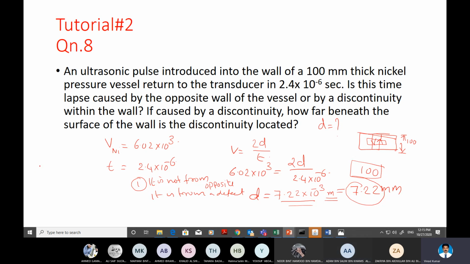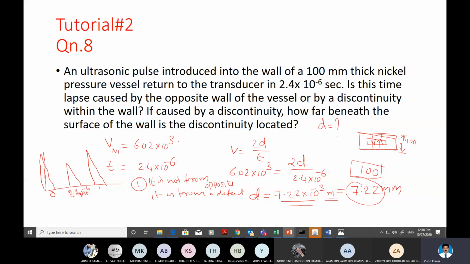So what you are getting here is how it appears. I will show you how it appears. The first signal will be in here. This is the first signal in 0. Second signal will be a crack signal. Signal will be like this. Is that clear to you? So this is 2.4 times 10 to the power minus 6.